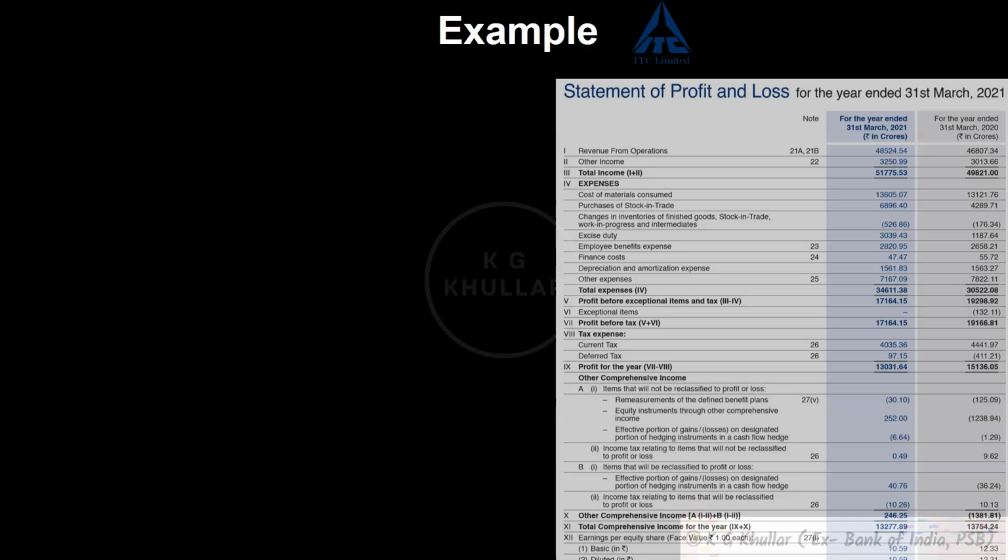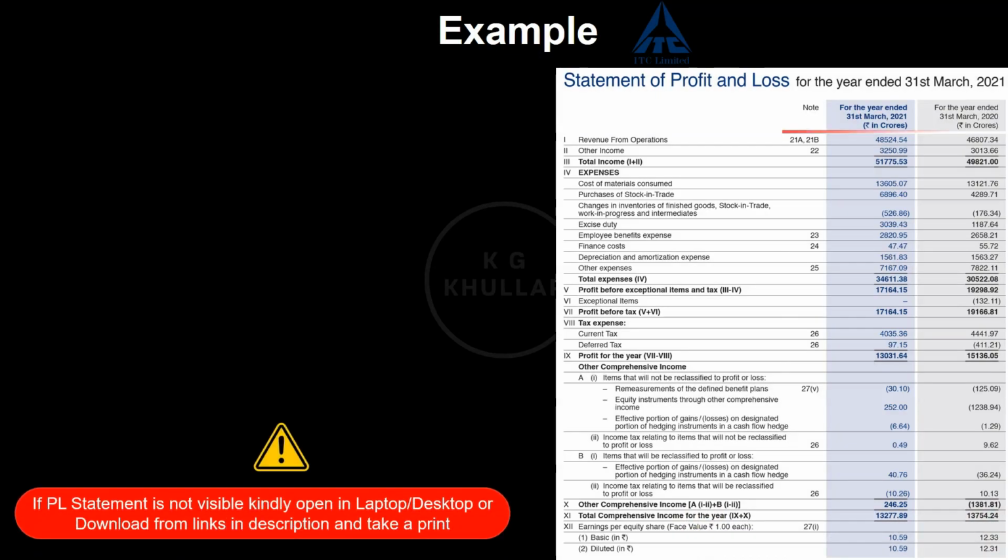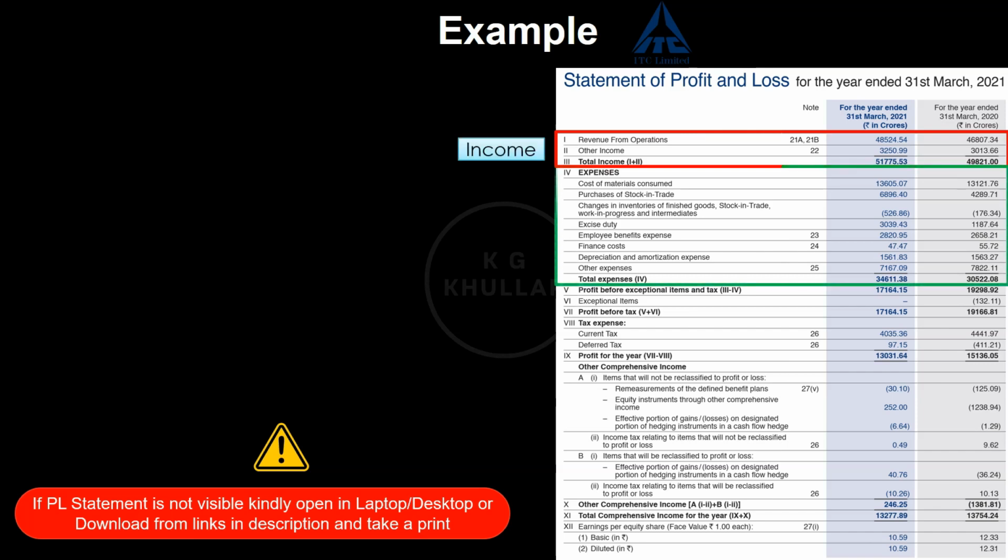Now, this is the profit and loss statement of ITC Limited. So, let's see each of these heads one by one. Now friends, as you can notice, first we are given income and then expenses head. And finally, profit of the firm is calculated here.